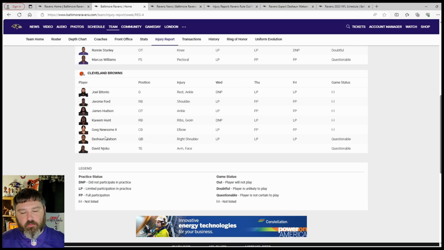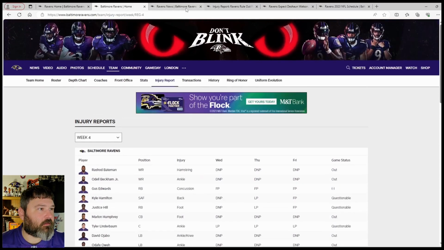Deshaun Watson, here's probably the real one to really pay special attention to. This is a right shoulder. That is the throwing shoulder. Limited participant all week. So, as of right now, everybody in Cleveland, at least what they're telling people, is that Watson will play. So, I mean, take that for what it is, really, I guess.